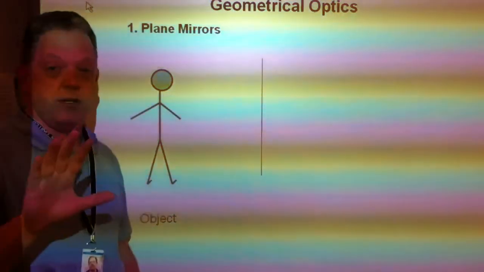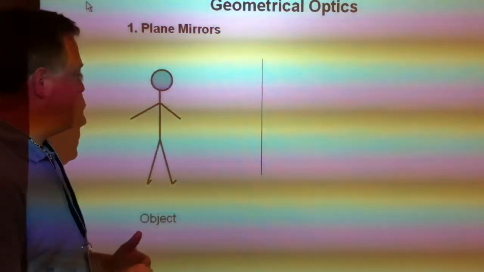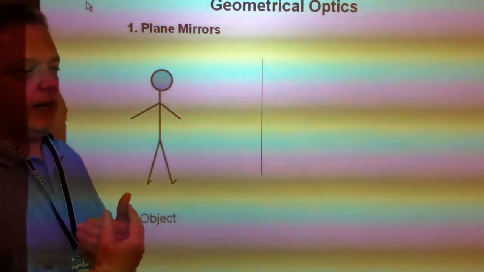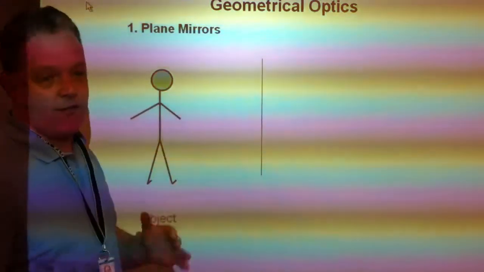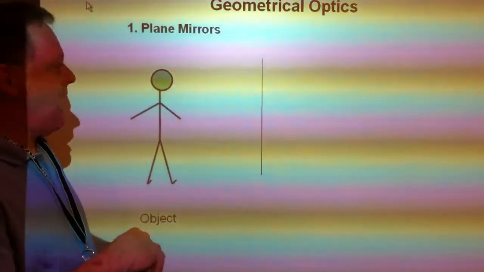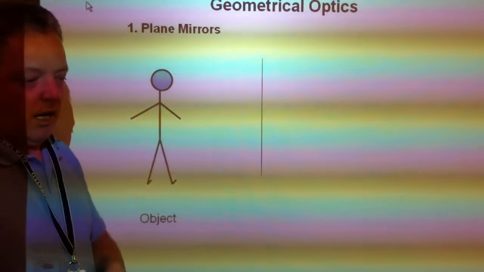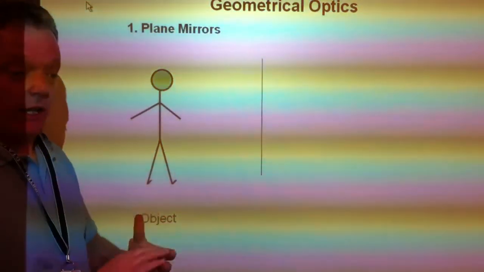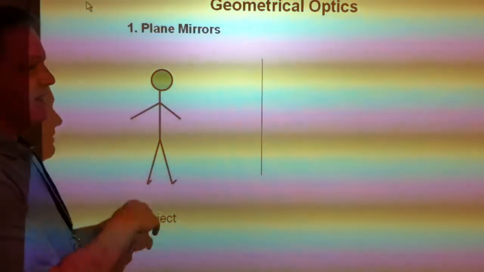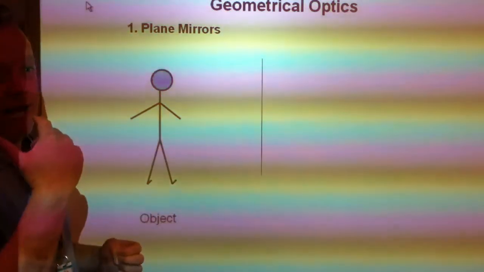Okay, our next unit is going to be geometrical optics, which is all about how light gets bent by mirrors when the light bounces off of it, or by lenses when the light refracts through them, and how we end up seeing images when the light gets bent.